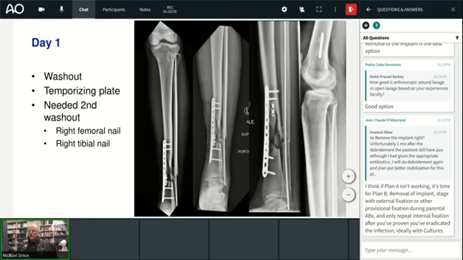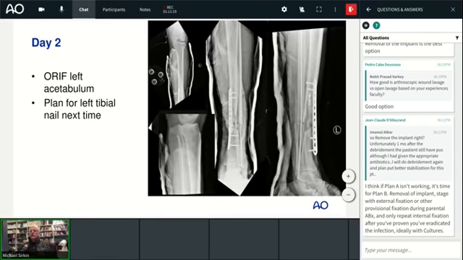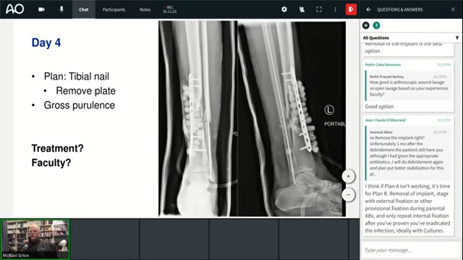So this temporizing plate just worked as an internal X-fix, no more stripping was done. We nailed the fibula to get some stability of the overall limb, and he had some antibiotic beads placed in as well. On day 2, he had his repair of some of his other injuries, and he was taken to the operating room at this point for his tibial nail. The plan was to do a tibial nail and remove the plate, and what we found was gross purulence all over the place.